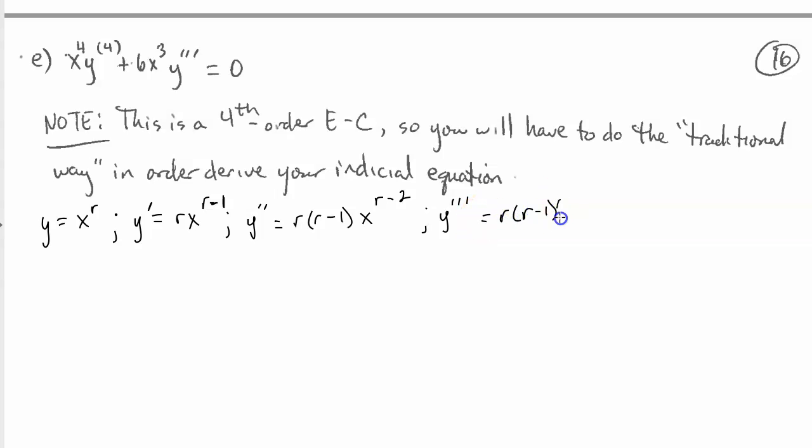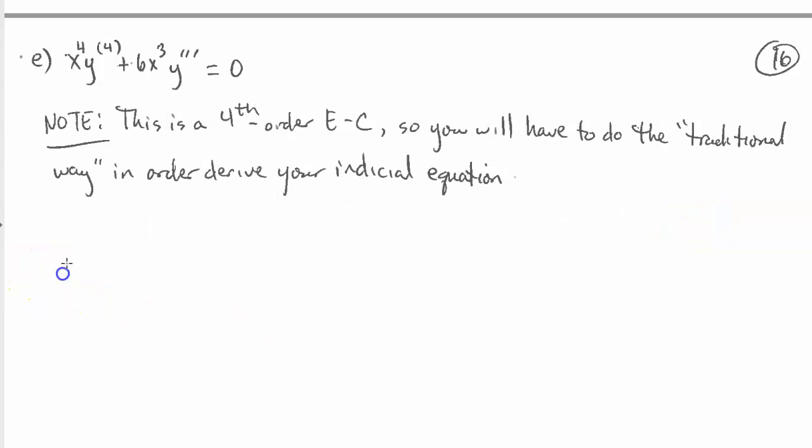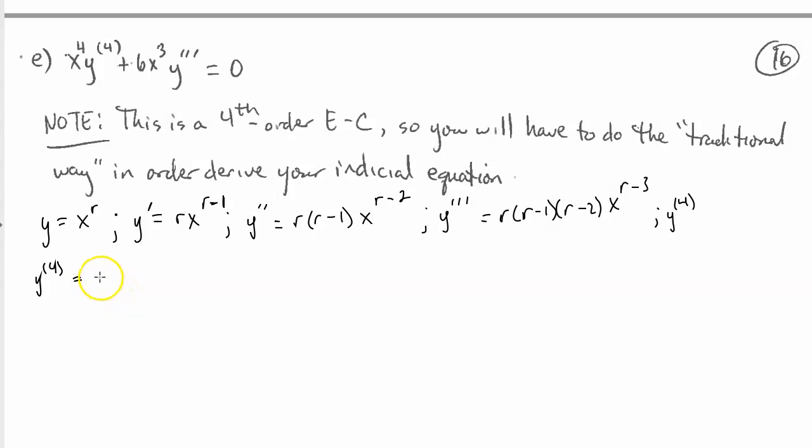So this next one here ends up being this, and the fourth one, I'm not going to have enough room, so I'll just write it over here. The fourth derivative here will be r times r minus 1 times r minus 2 times r minus 3 x raised to the r minus 4. And I'll go ahead and get that out.